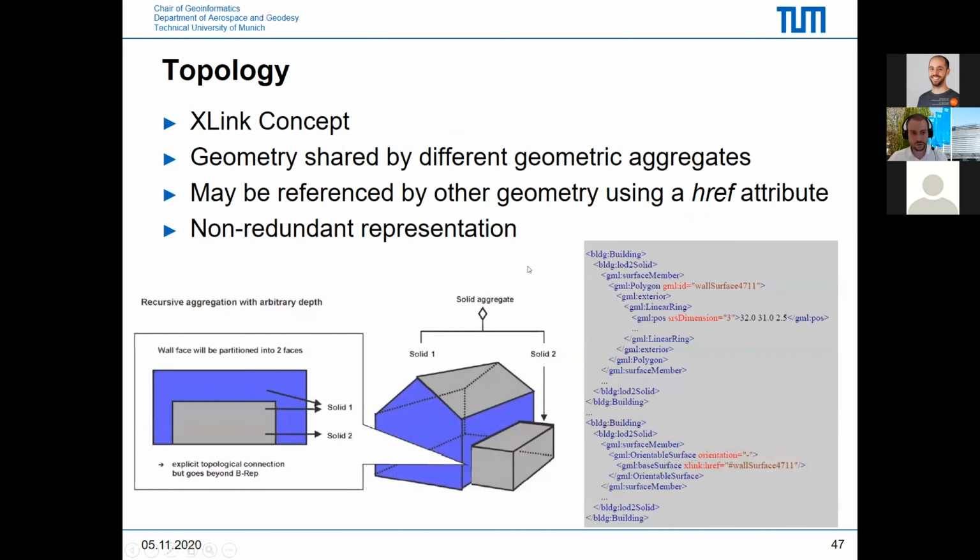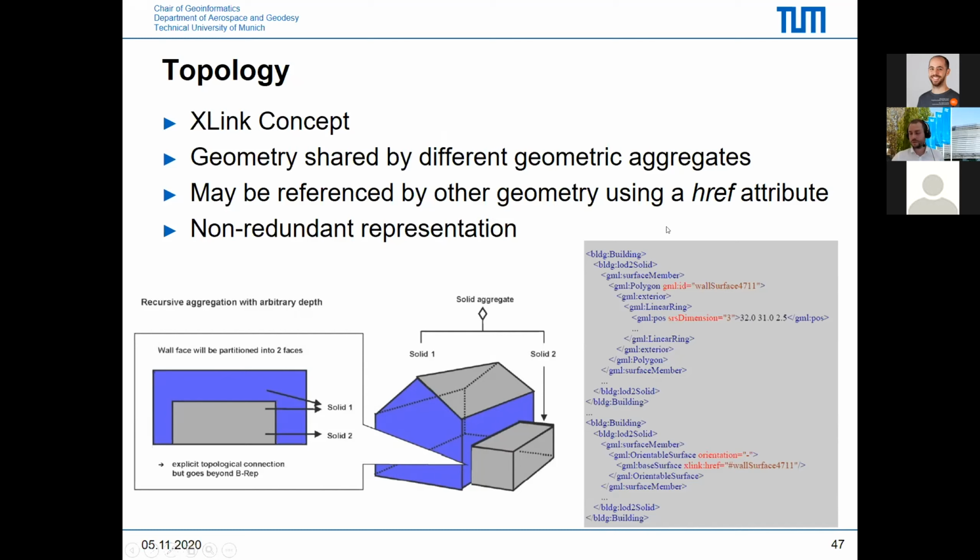Now I want to briefly talk about the X-link concept I mentioned before in order to be able to have a non-redundant representation. The X-link concept was also available in CityGML 2.0, but there it was mainly used for buildings. So in this example, you can see two buildings next to each other that share one wall. And using the X-link concept, this wall depicted in gray here would only be represented geometrically once, and both solids would reference this geometry. So the geometry would only be represented once, but be part of both objects at the same time.